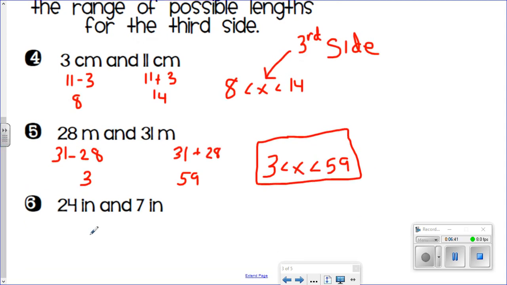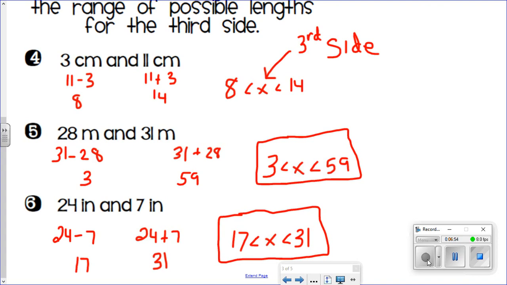Alright, so pause your video and go ahead and find the range for the third side for number 6. So if we subtract the two values and then add the two values, we end up with 17 and 31. So we know that x has to be in between 17 and 31, where it says 17 is less than x is less than 31.